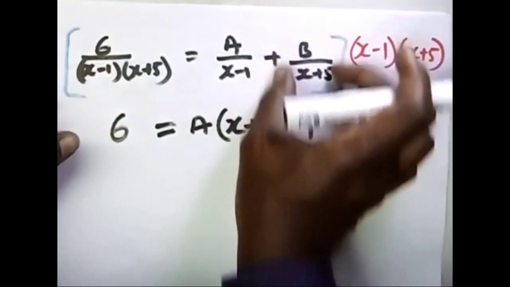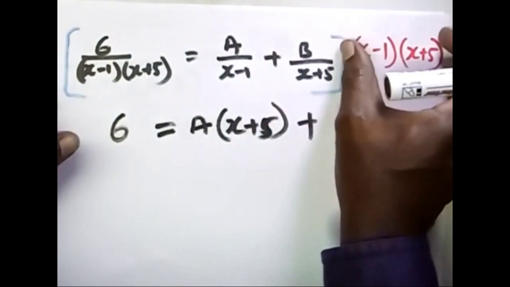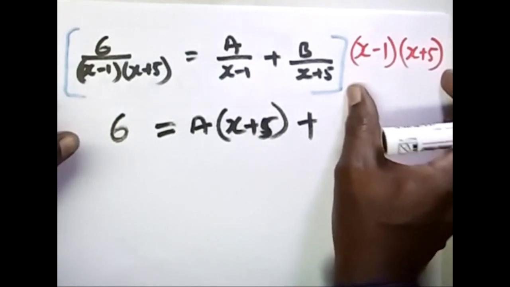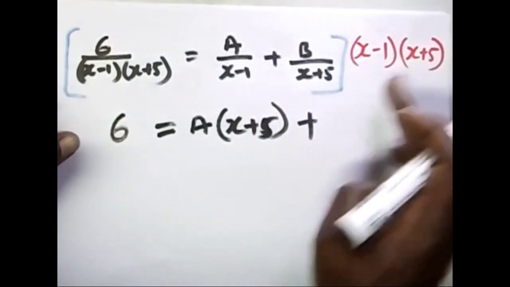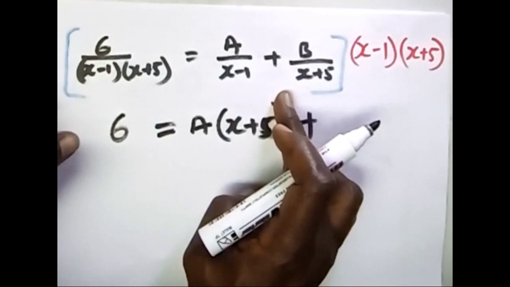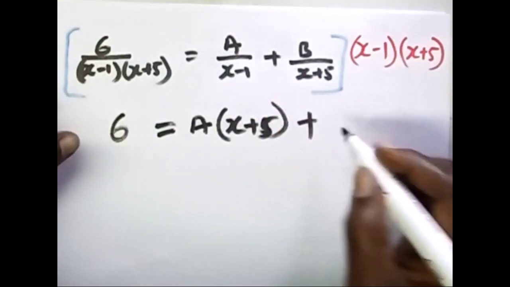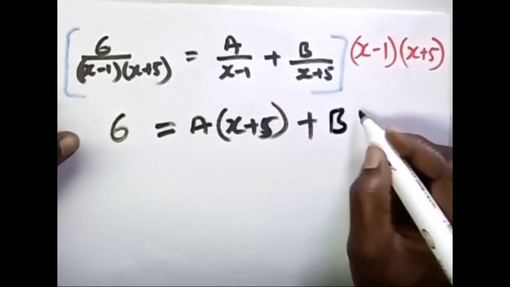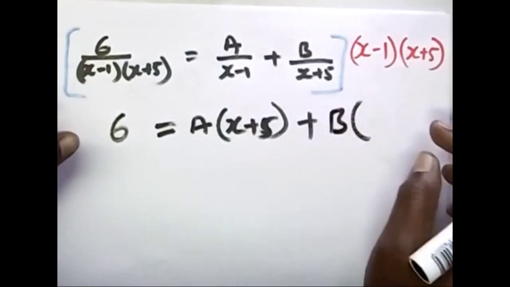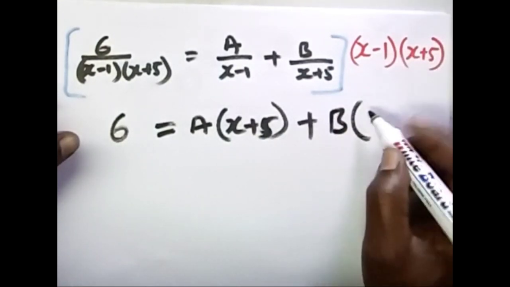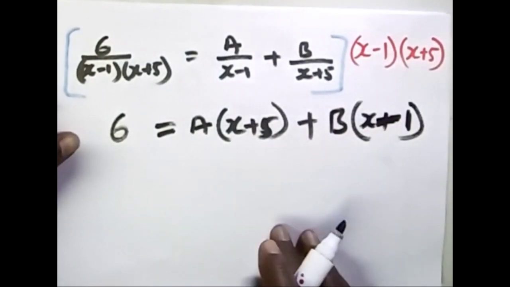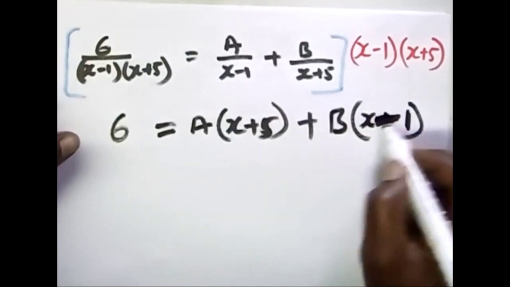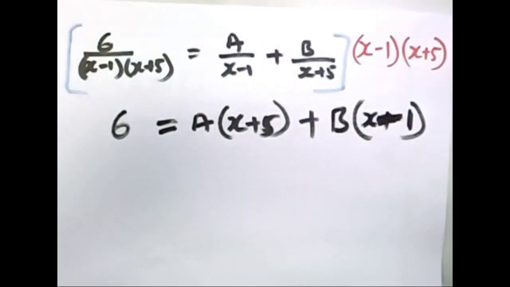And if I multiply this expression by this, x plus 5 will go with this x plus 5. Do you agree? Yes. So what I will have left is b times x minus 1. There is a minus.